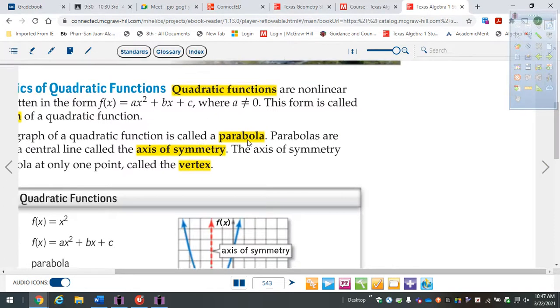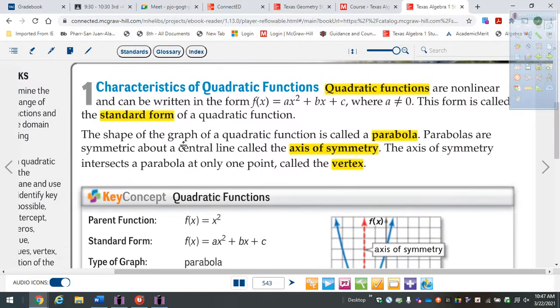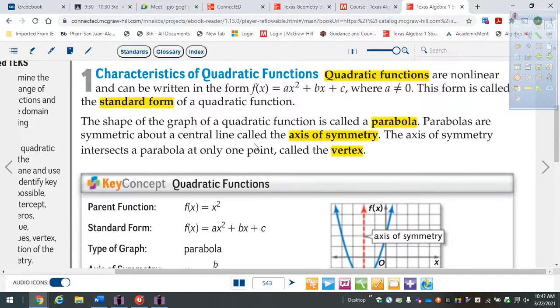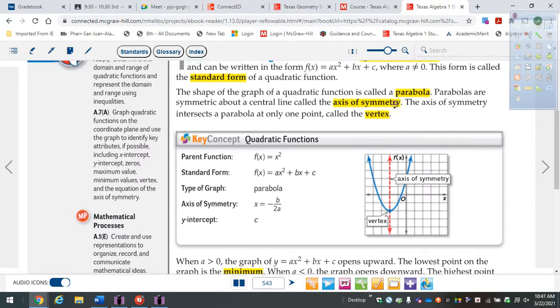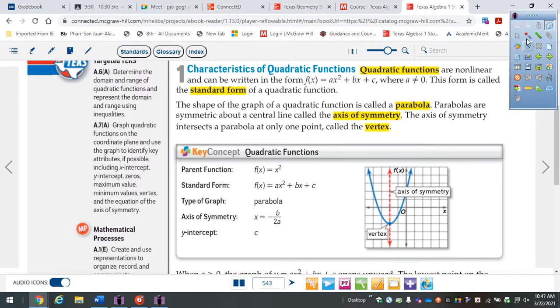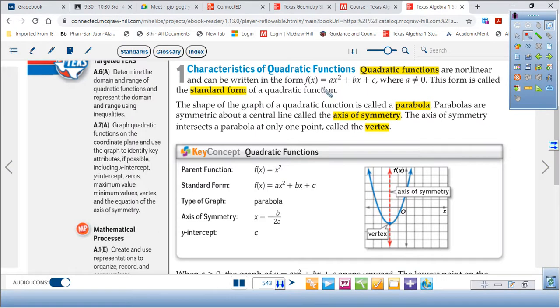The parabolas are symmetric about the center line called the axis of symmetry. The axis of symmetry intersects the parabola at only one point called the vertex. So you're getting technical with a lot of stuff. So you know the key words here. This is standard form. You need to know this. It's all here for you.